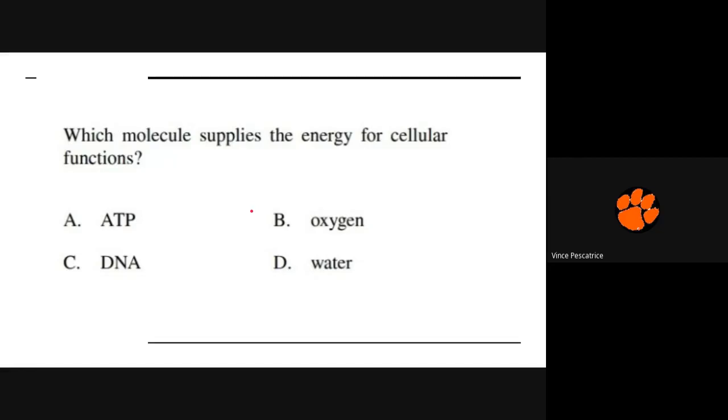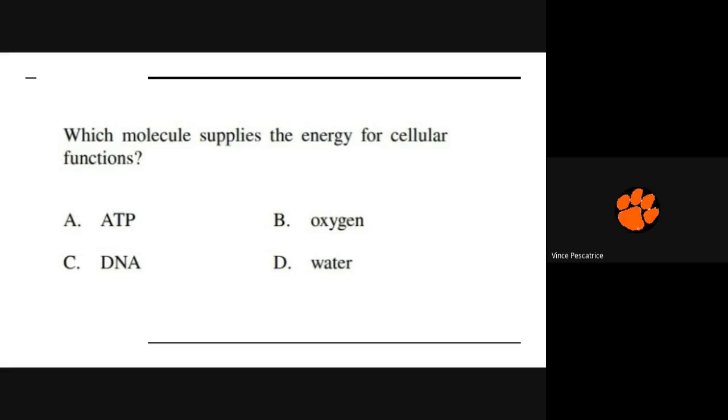All right. Which molecules supply energy for cellular function? Okay, so you have ATP, which stands for adenosine triphosphate, oxygen, water, and DNA, which stands for deoxyribonucleic acid. So with that, you have these four things to think about.